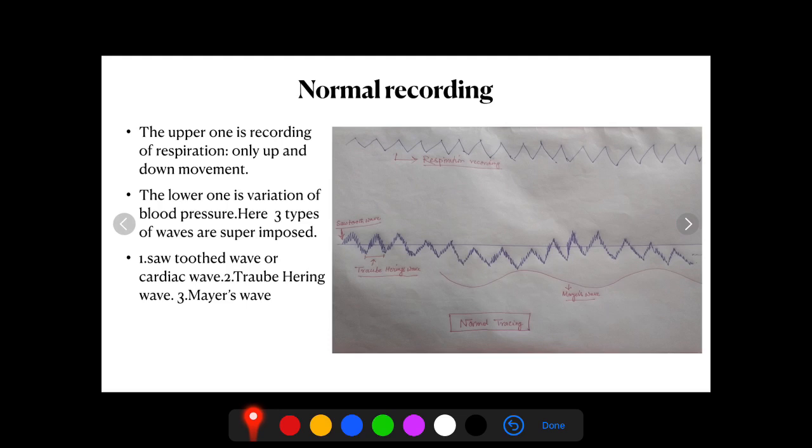The animal is anesthetized and the normal blood pressure is slightly depressed. That means slight hypotension is there, and sometimes this hypotension is corrected, then again it comes down below the normal, again it is corrected, and this will go on. That's why there is production of this wave, which is known as the Mayer's wave. So these 3 waves are superimposed, and this is the recording of respiration, only up and down movement.